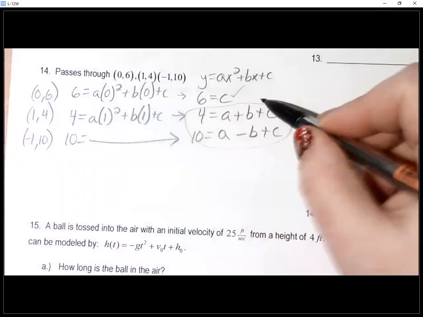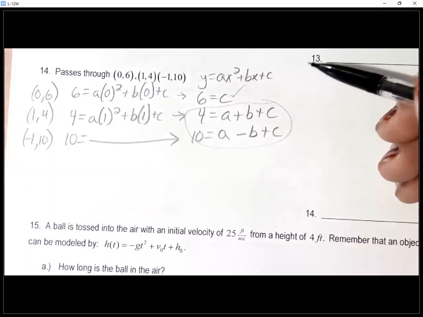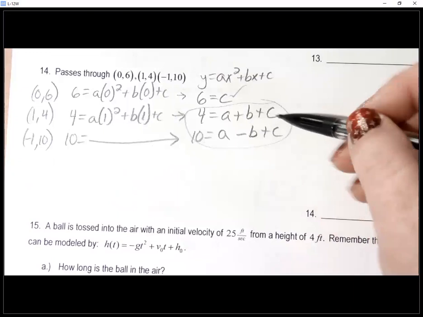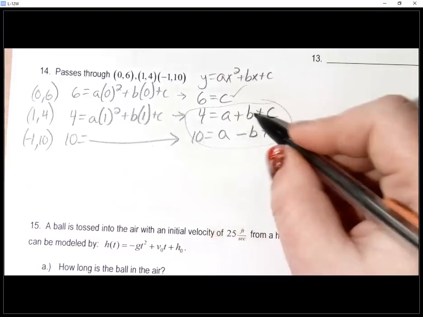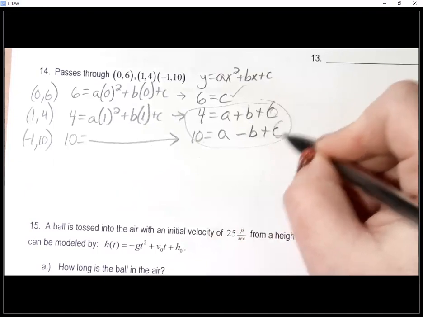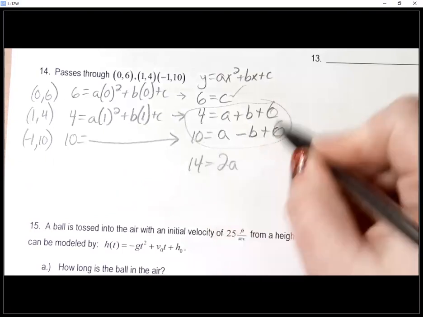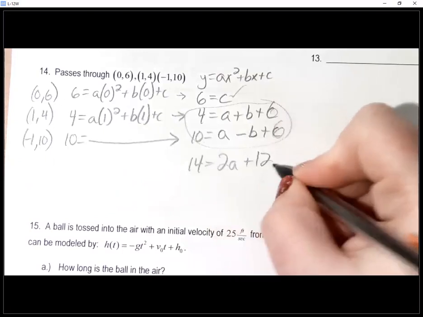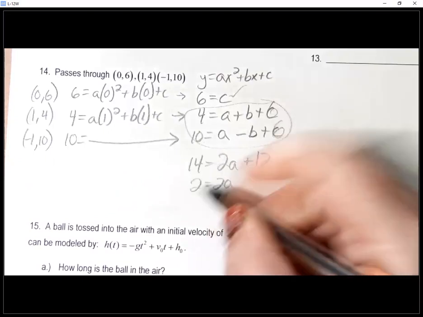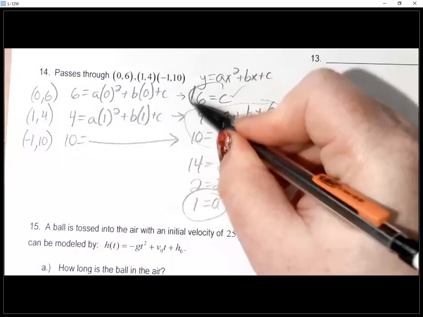I already have a pair of opposites with the B's, so I might as well just add these two together. Yeah, so if I'm going to add these two, let's make these both 6s. And if I add them, I get 14, 2A plus 12. Right, so 2 equals 2A, looks like A is going to be 1.